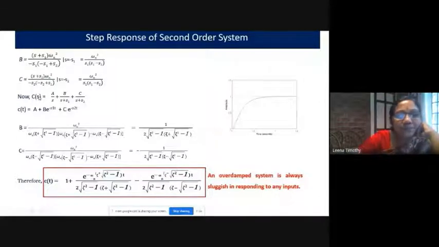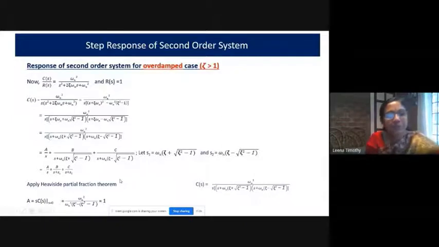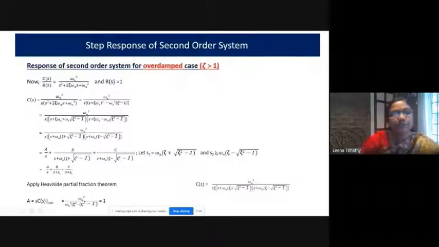Now, in this expression, you have to put S1 and S2. For B, put S is equal to S1. This is S1, this is S2. For C, you have to put S is equal to S2. So you will get the expression like this. So A, B and C. For S1 and S2, you have to substitute these values, S1 and S2.